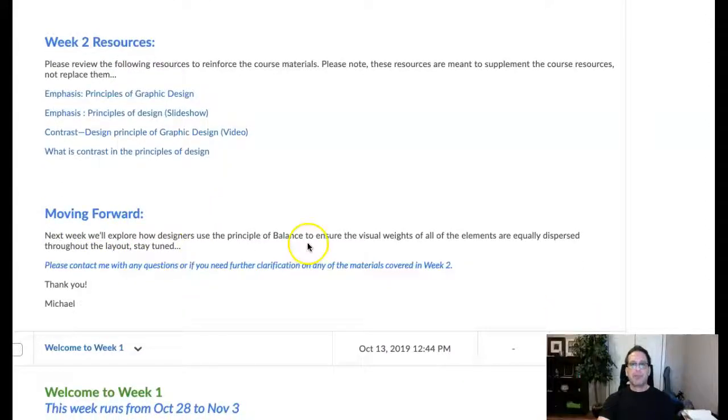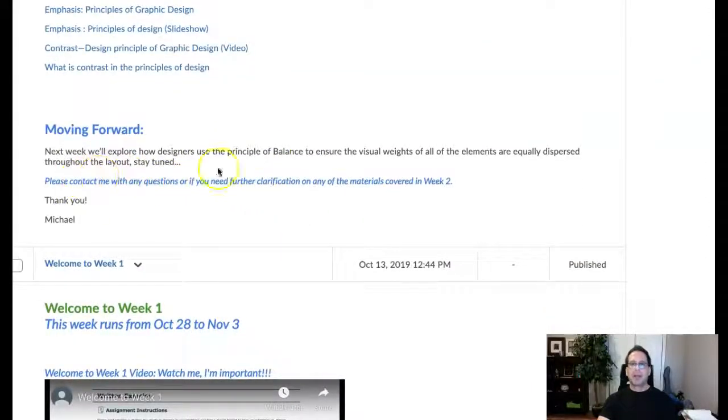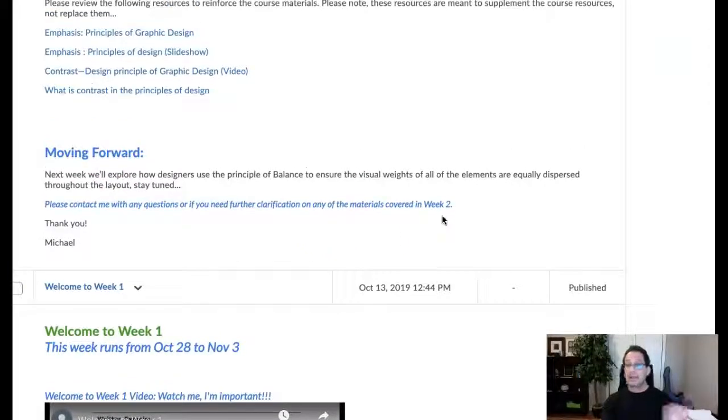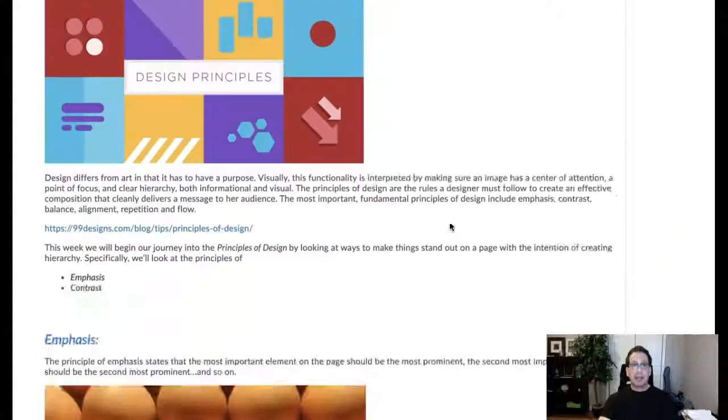We have this moving forward, and I just have this statement here. It was what we're going to jump into balance next week. But of course, I always end, as with all announcements, with please contact me if you have any questions at all, or you need any clarification on the materials covered this week. Okay, so that said, that's the announcement.